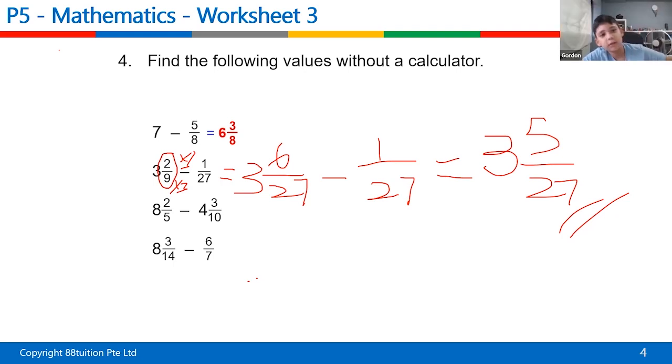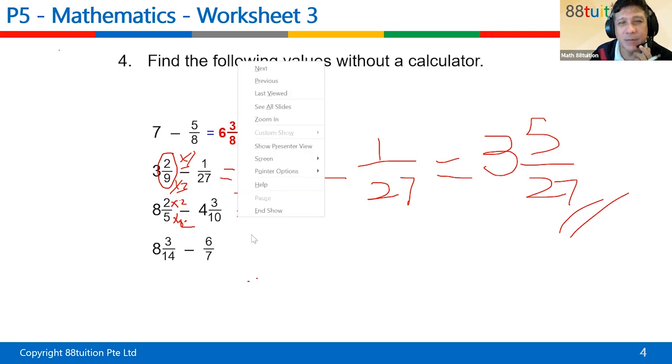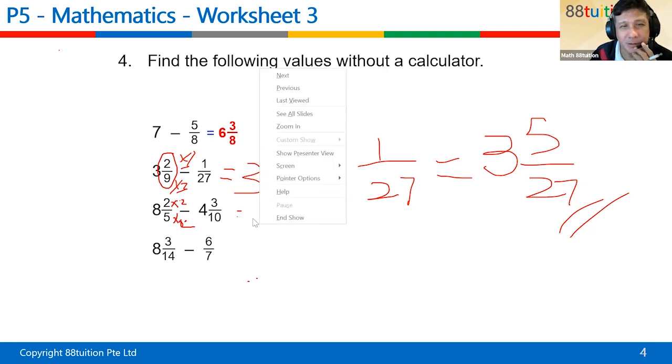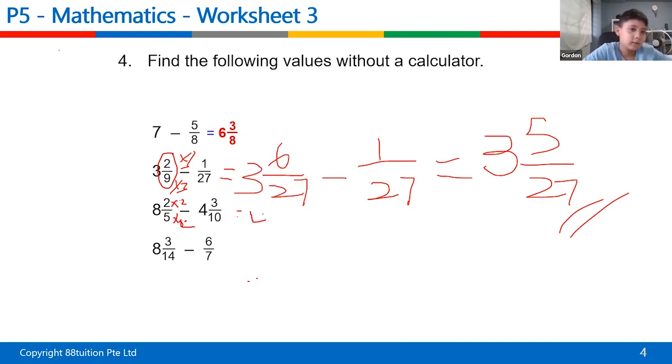Okay, so for this one, you need to get the denominator to 10. So correct, 2 times 2 is 4, and 5 times 2 is 10. That's 4/10, right? Correct. So you have 4/10, and 4/10 minus 3/10 is 1/10. Very good. So when you change that, 8 whole minus 4 whole, you will get 4 whole. And then 4/10 minus 3/10 is 1/10.